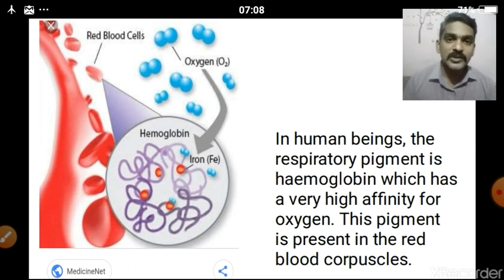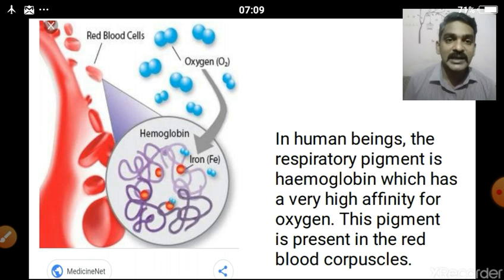So these hemoglobins are present in the red blood cells. This hemoglobin only carries oxygen to all parts of the body. This hemoglobin has a higher affinity towards oxygen, so the oxygen will be easily trapped by the hemoglobin and transported. With the help of this pigment only, all the cells in the body tissues will be receiving oxygen.